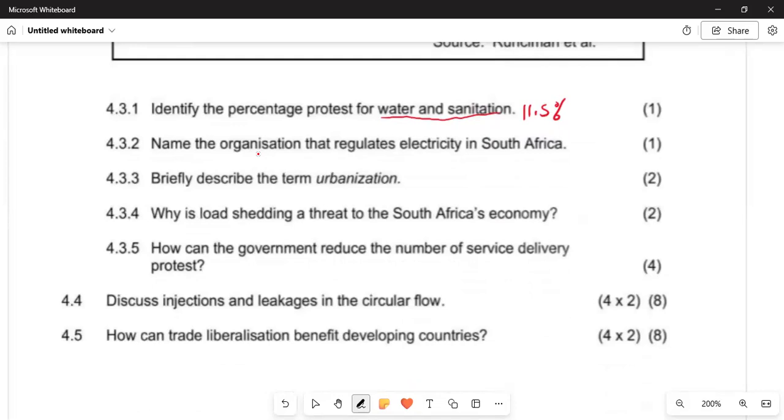Question 4.32. Name the organization that regulates electricity in South Africa. That is the National Electricity Regulator of South Africa.